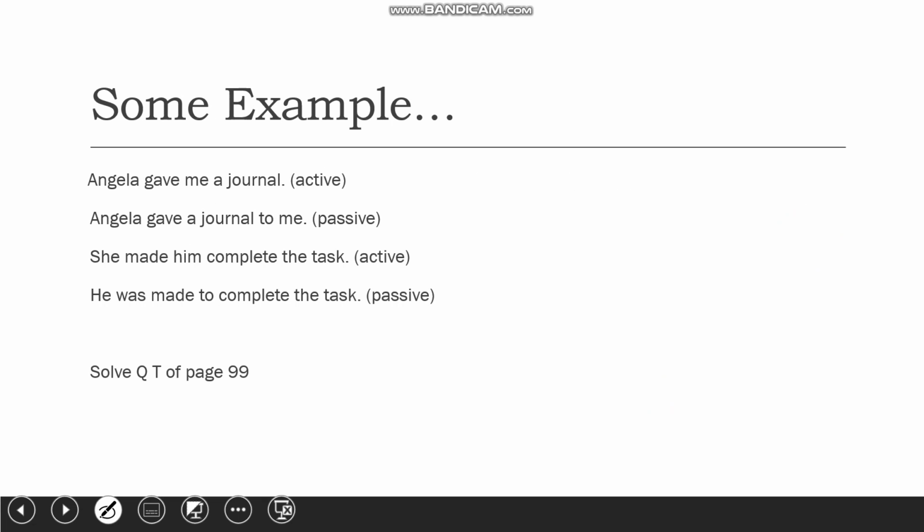Now let's see some more examples. Angela gave me a journal. Angela gave a journal to me. That's how it's going to be. Now she made him complete the task. He was made to complete the task. I hope you understood. All you have to do is to better master this concept. You need to solve the exercises given in your textbook. Solve question T from page number 99.